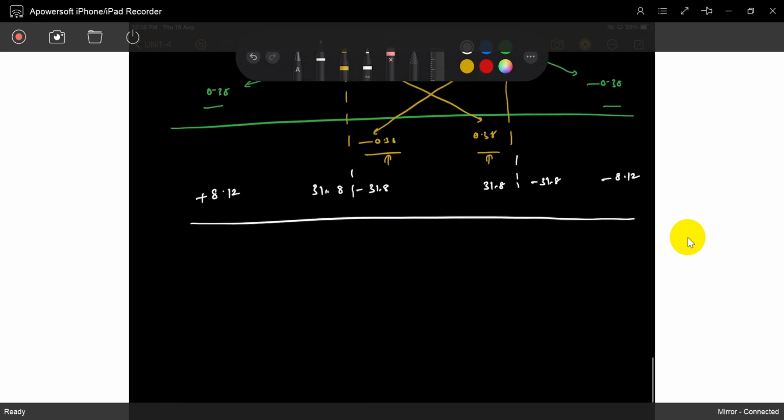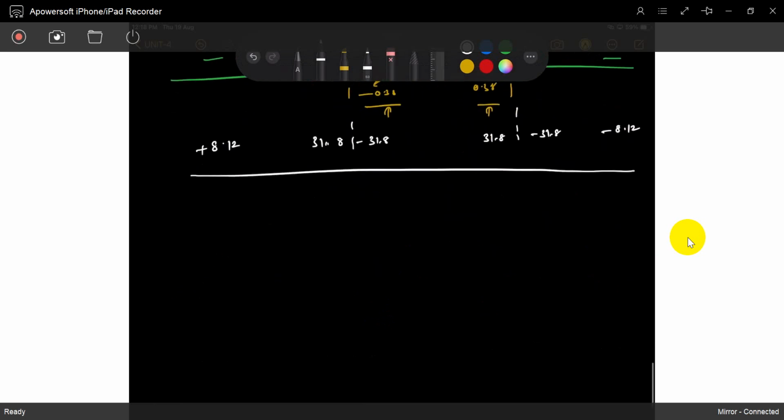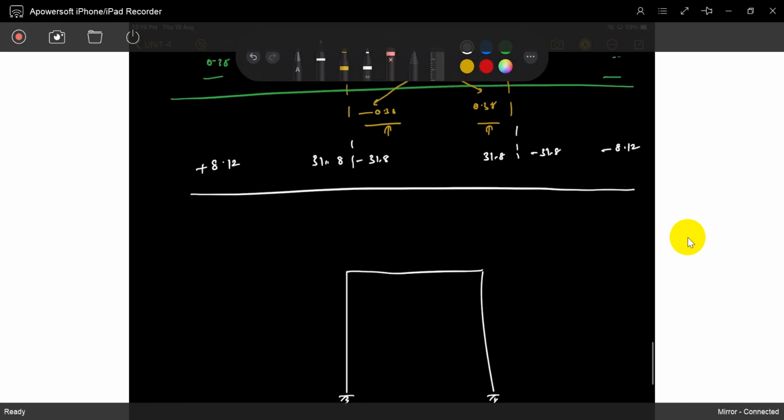Now you have to draw the bending moment diagram. So you can draw the bending moment diagram. You can draw the shear force diagram also. It's very easy if you draw it. See how you can draw? So 31.8, it's a 31.8. So just take it.